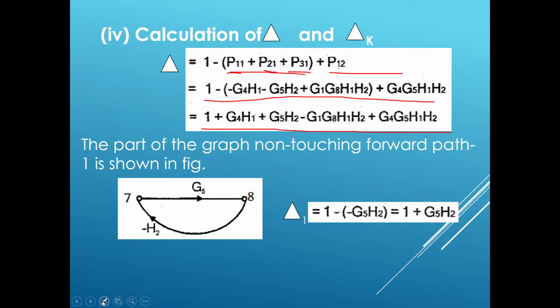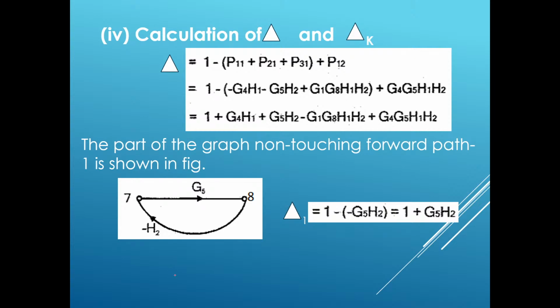Okay, that is it. Now we have to determine delta K. So what is delta K? Delta K is 6: delta 1, delta 2, delta 3, delta 4, delta 5 and delta 6. Total 6 delta Ks you will get.